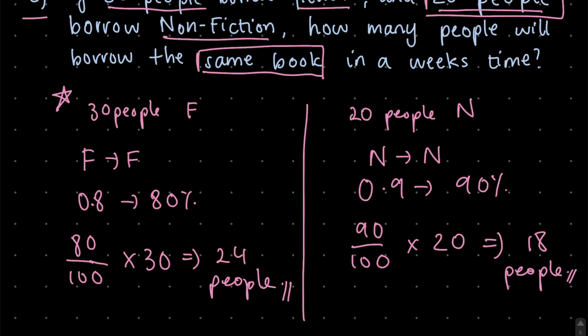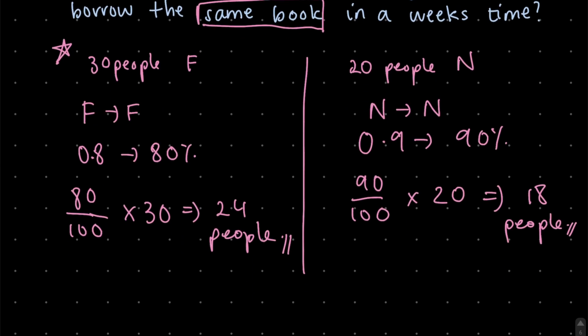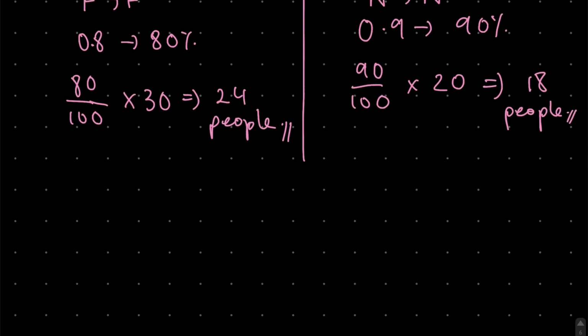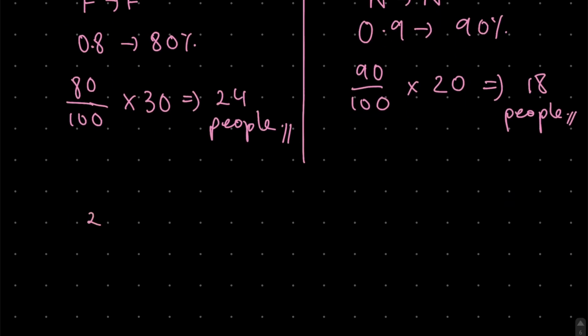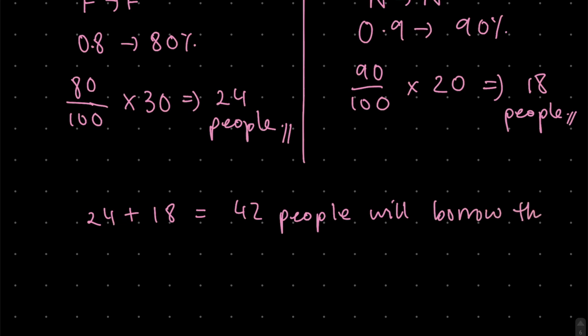Now, we're not done there, because the question is asking how many people will borrow the same book in a week's time. So we know how many people will borrow the same fiction book. We know how many people will borrow the same non-fiction book. So what we need to do is we finally just need to add them both up. So it's 24 plus 18, which gives us 42. So the answer is 42 people will borrow the same book.